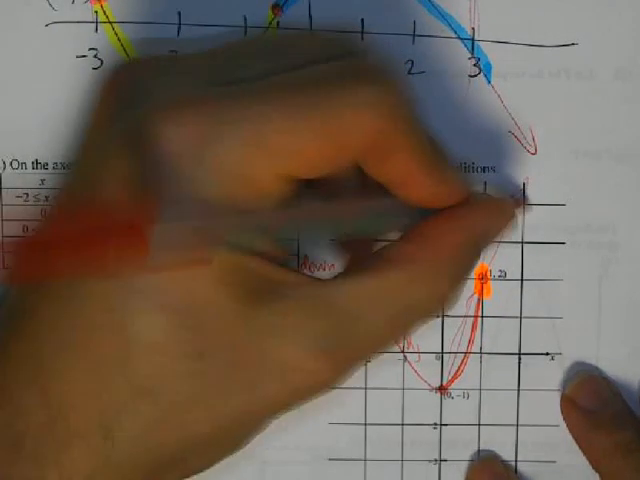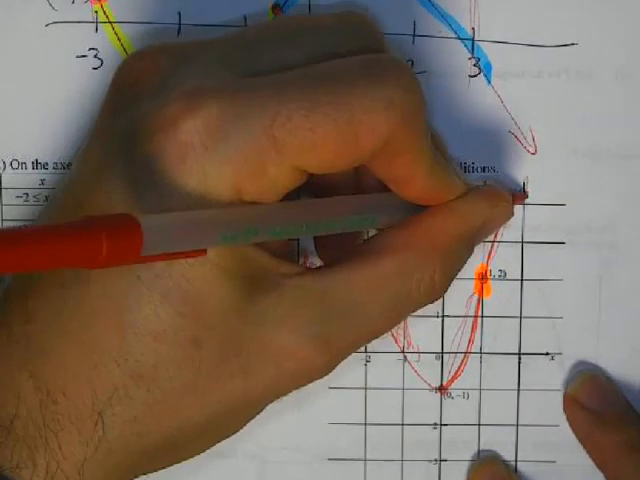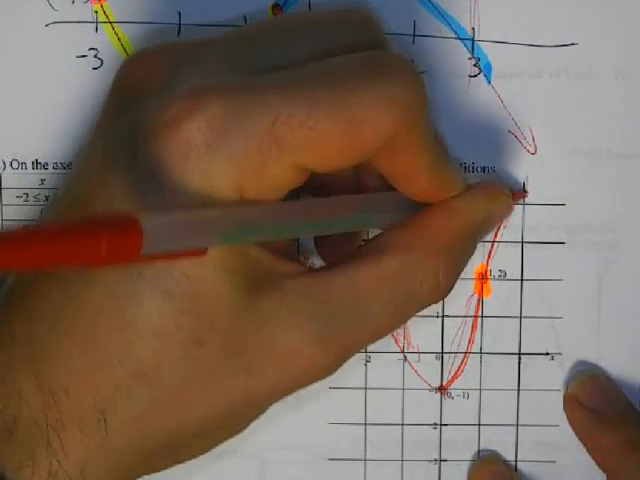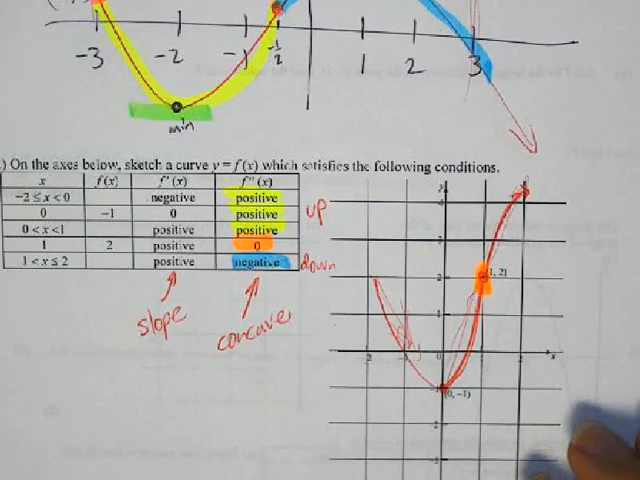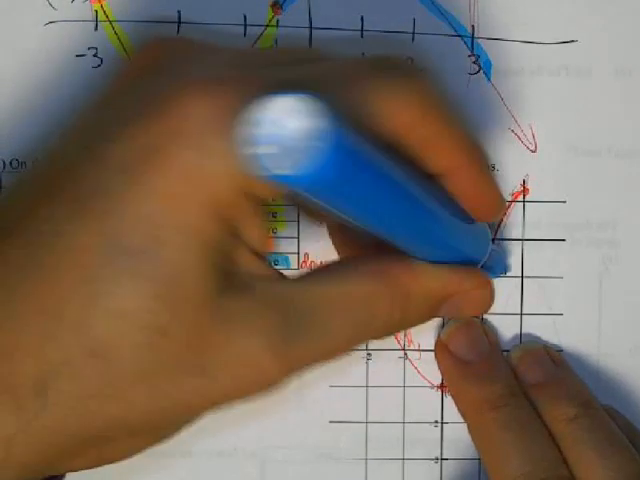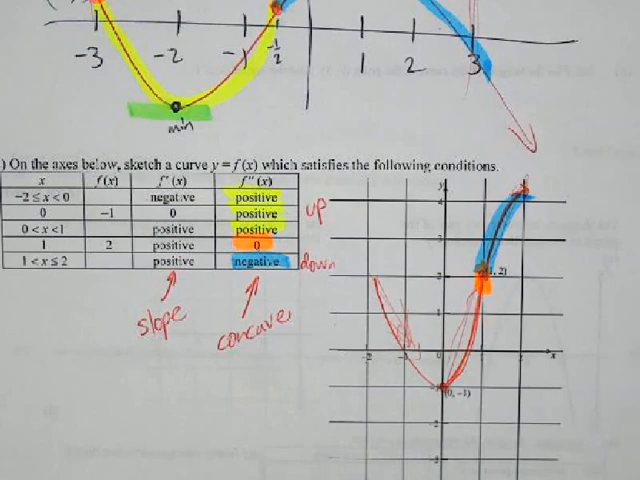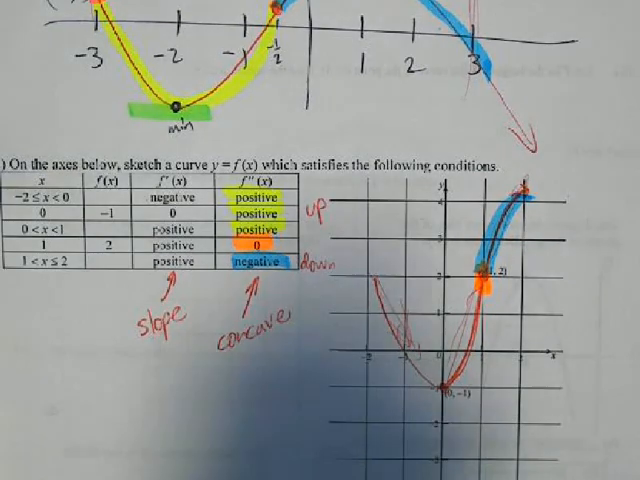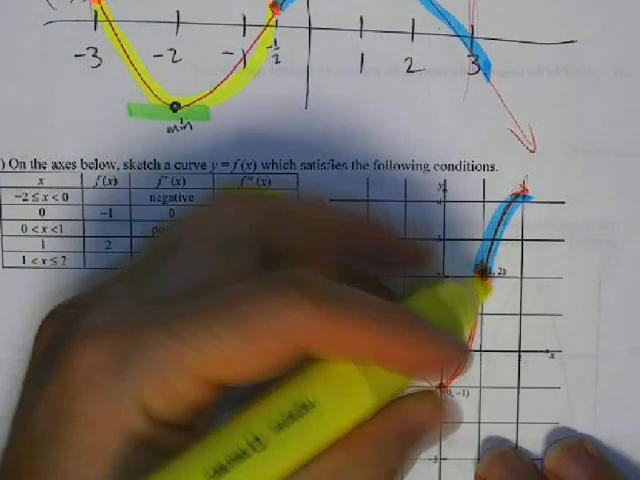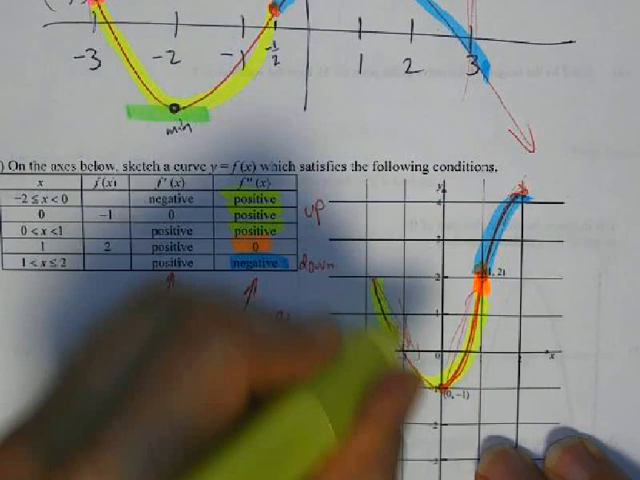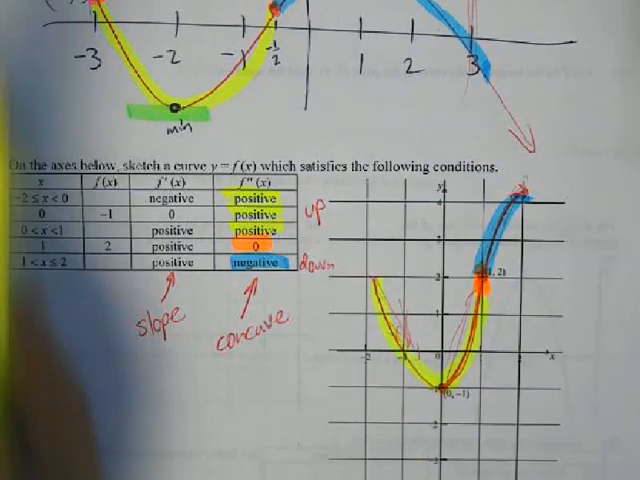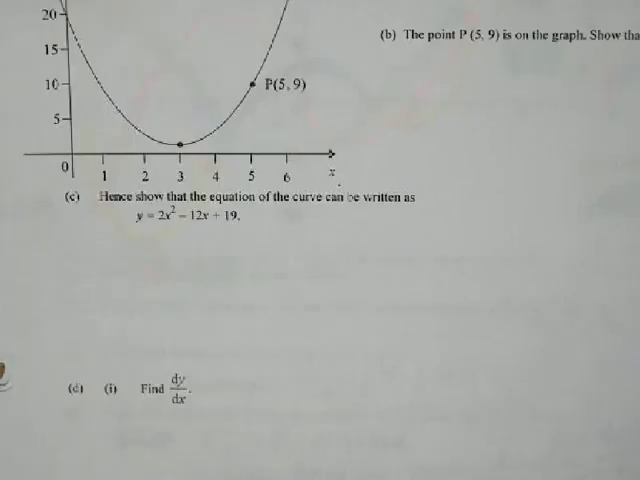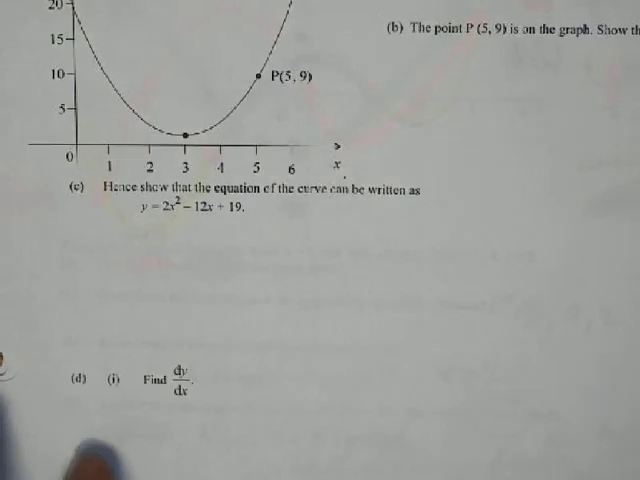It looks like we're dumping water out of that part. Between here and here, this blue part looks like a sad face, and our positive values here look like a smiley face. And I'll do the next part in part 3.